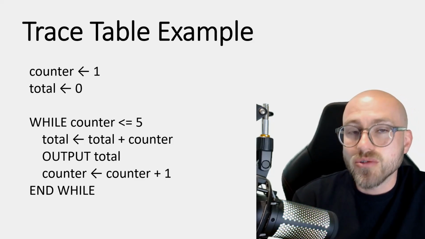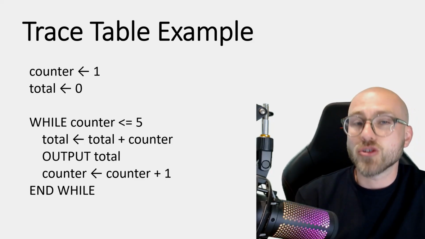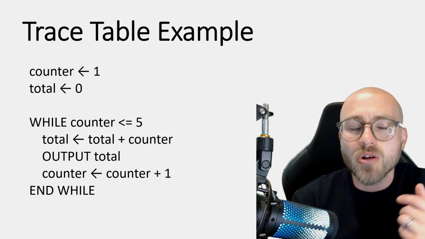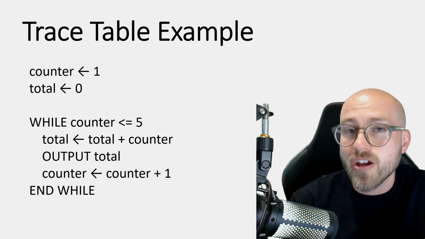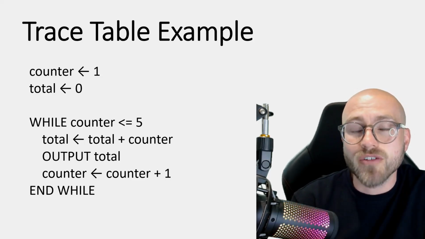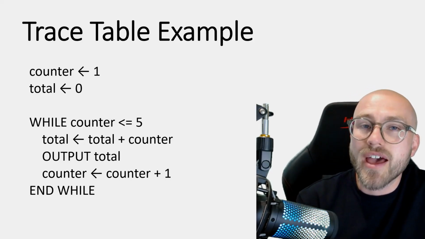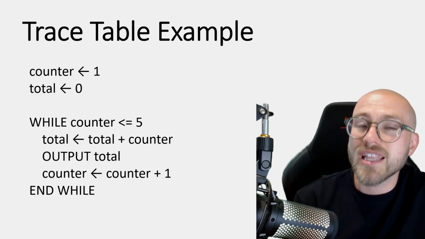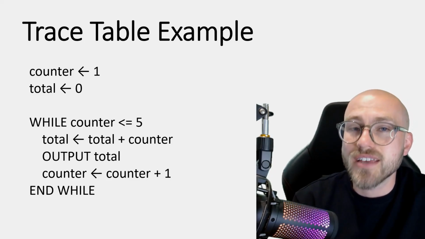Here we've got some pseudocode and we're going to write the trace table out for what this pseudocode actually does. If we just talk about the pseudocode first, we've got two variables at the beginning: counter and total. We've got a while loop here, which means it's going to repeat a section of our code. In this case, while the counter is less than or equal to 5, it's going to repeat.